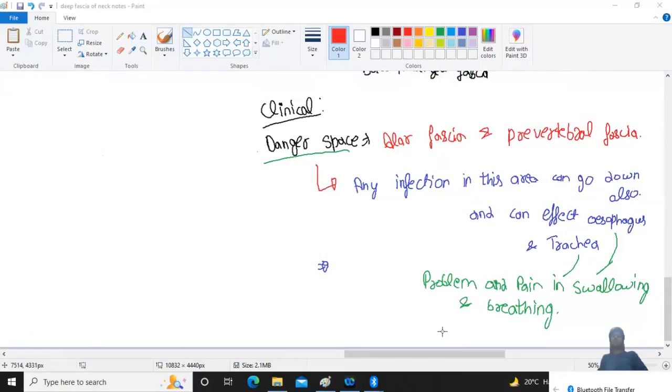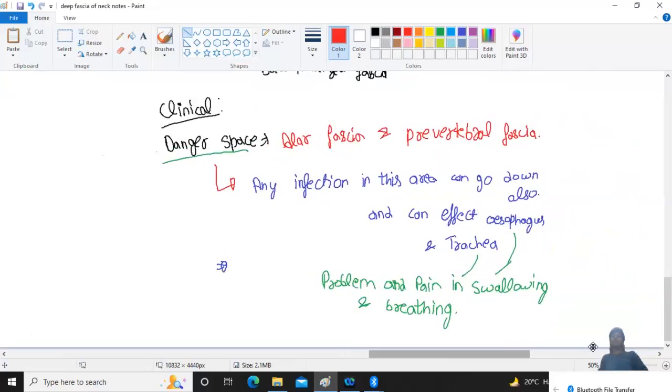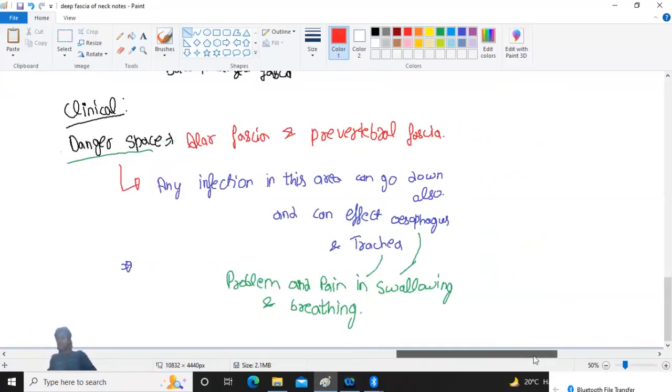Done. Next time we start something different. We go through head and neck, from superficial to deep. Last time we covered the scalp. Now we have covered the neck. Next time we go through the face, and then we start the deep structures of the head and neck. Thank you.